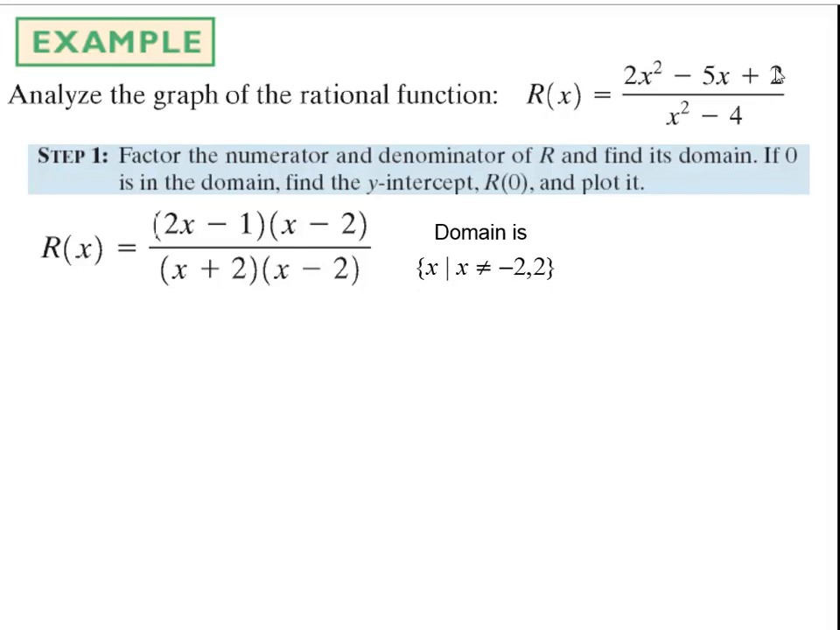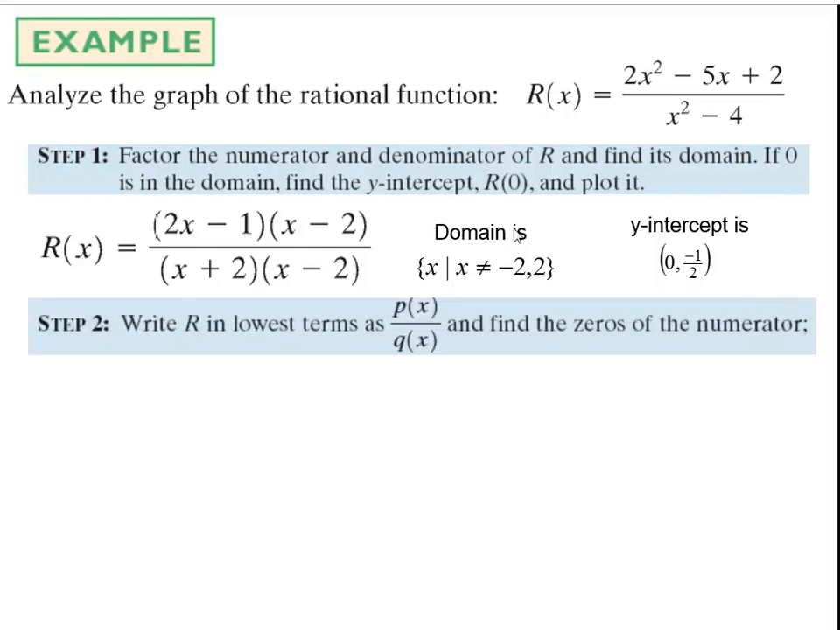And then if we plug in x equals 0, I like to come back to the original equation. If I plug 0 in here, 0 in here, I just get a 2 in the numerator and a negative 4 in the denominator. So that gives me a y-intercept of negative 1/2. Step 2, find the zeros of the numerator. That's going to produce our x-intercepts for us.